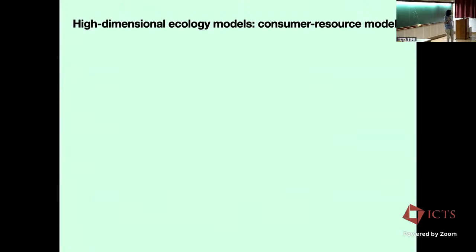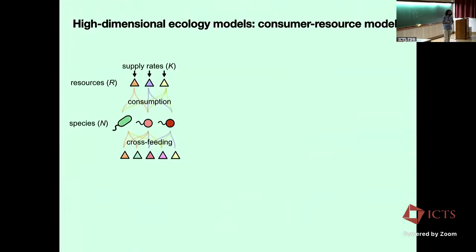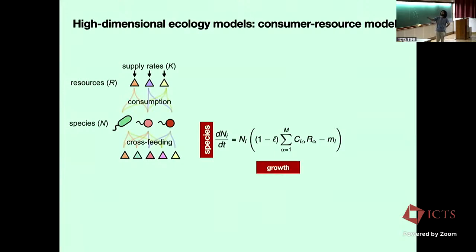Just to also give you a sense of what I mean by high-dimensional ecology models, there are a few of them, and the ones that I often study are called consumer resource models. The general idea of these consumer resource models is that you're modeling both a set of species as well as a set of resources, and you're modeling the collective coupled dynamics between them. And so you have two sets of equations that you have to worry about: one for the dynamics of species, and one for the dynamics of resources.